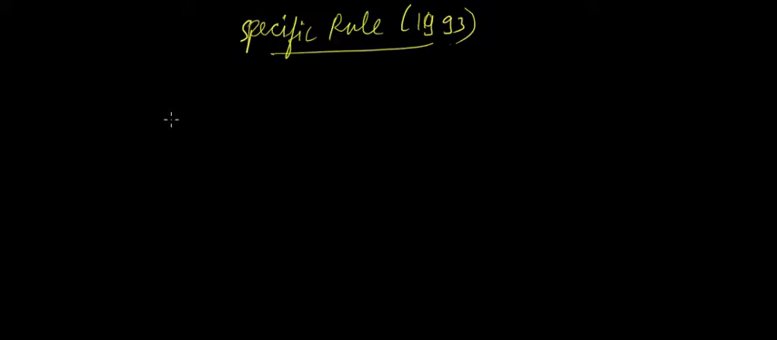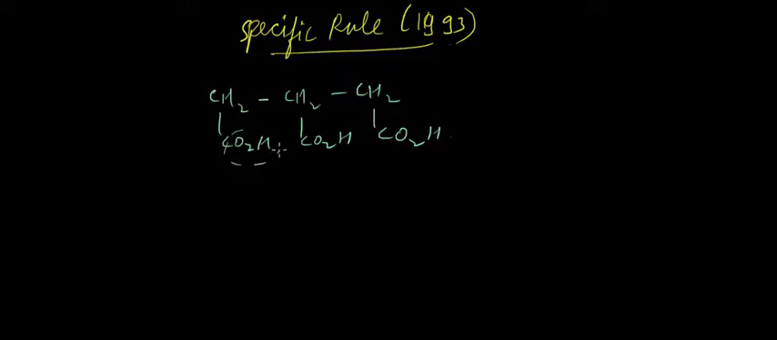Okay, hi guys. So in this lecture, I will be talking about a specific rule which was proposed in 1993. So what does the rule actually say? The rule says that if you have a compound like this in which all the CH2 groups are substituted with two or more identical functional groups, then the nomenclature for the same compound would be something like propane-1,2,3-tricarboxylic acid.